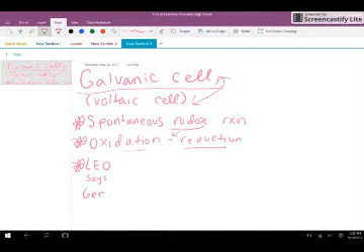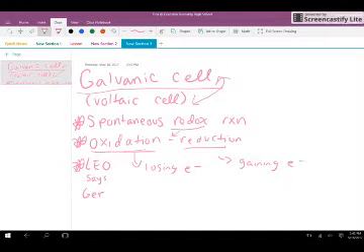And so what does oxidation mean? It means when a reaction is losing electrons. And reduction is when you're gaining electrons. So a way to remember this is Leo says Ger: losing electrons, oxidation; gaining electrons, reduction.